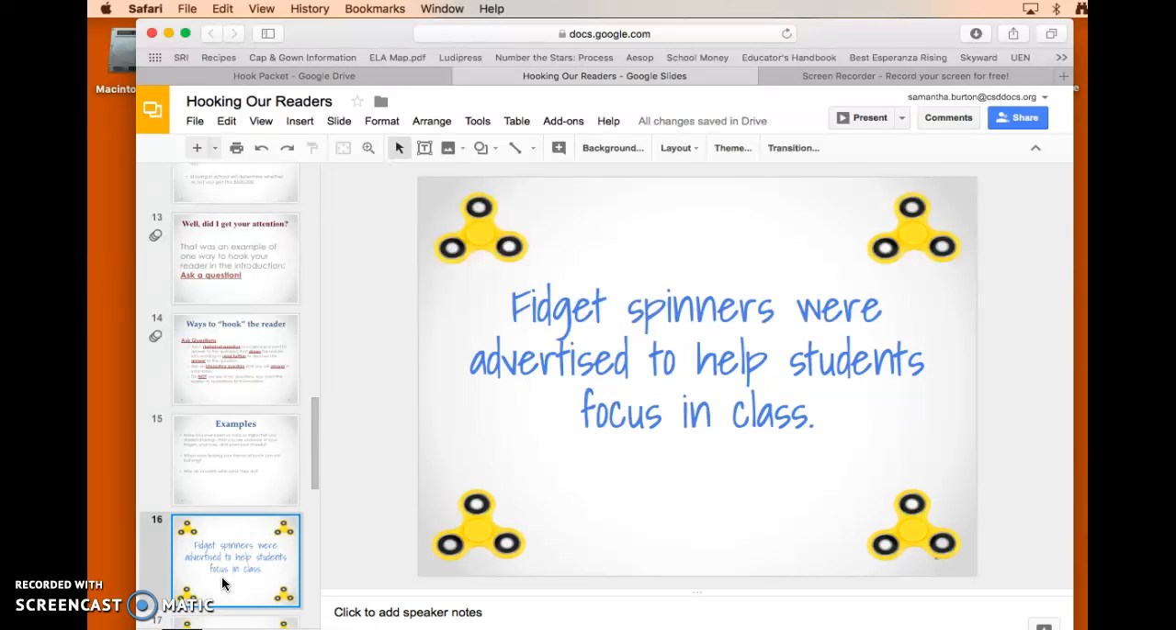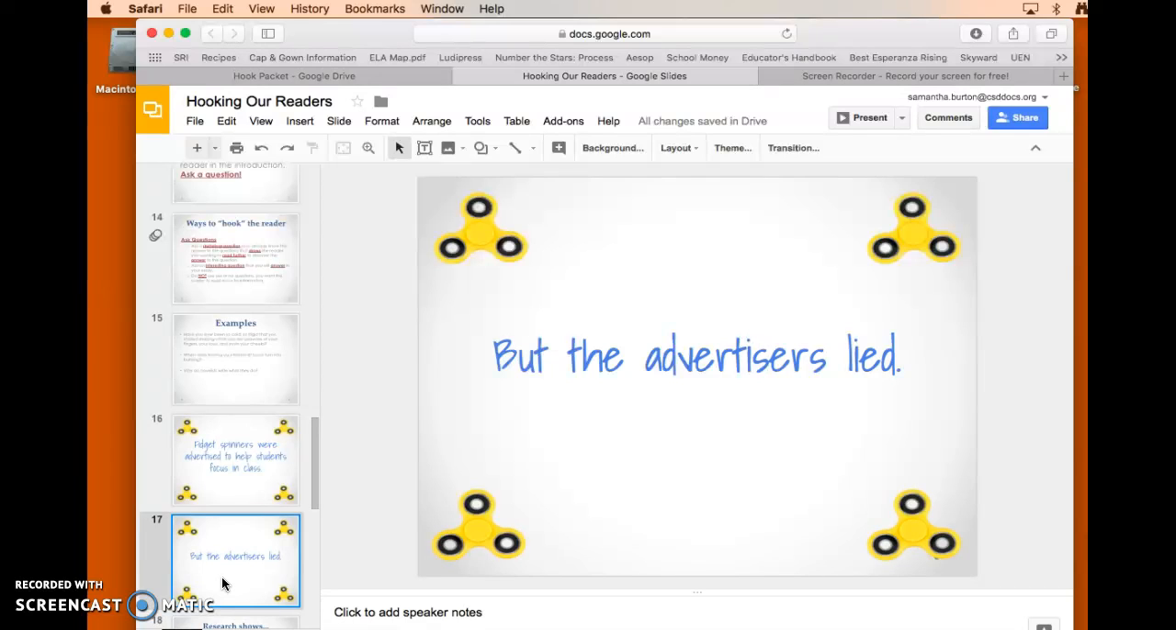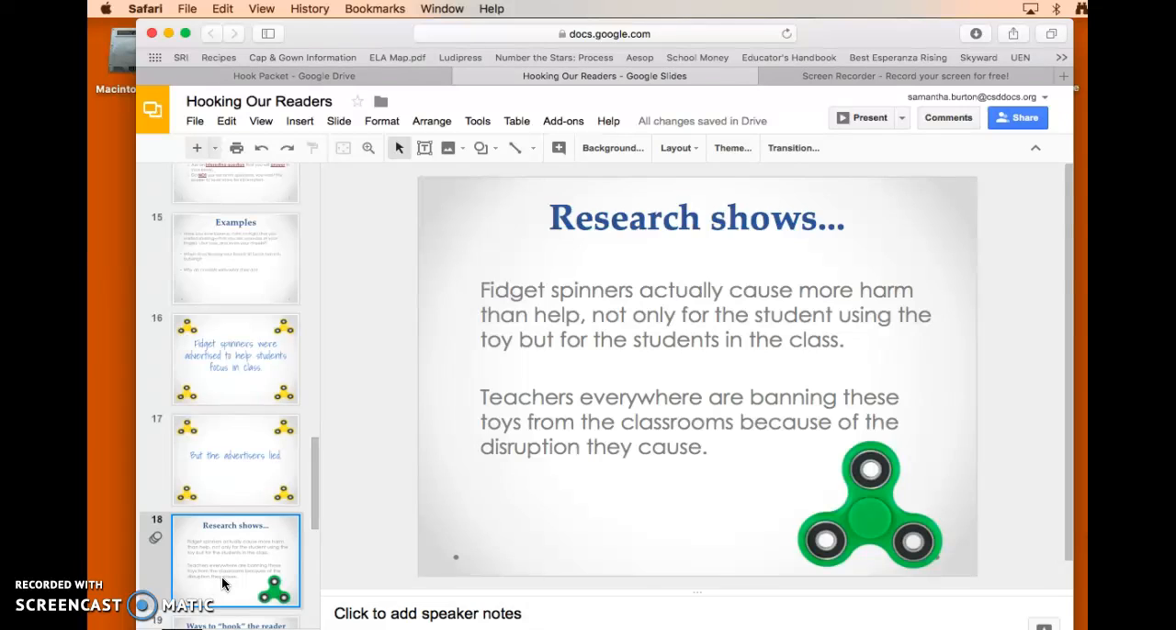Fidget spinners were advertised to help students focus in class. But the advertisers lied. They lied. Research shows fidget spinners actually cause more harm than help, not only for the student using the toy, but for the students in the class. Teachers everywhere are banning these toys from the classroom because of the disruption they cause.